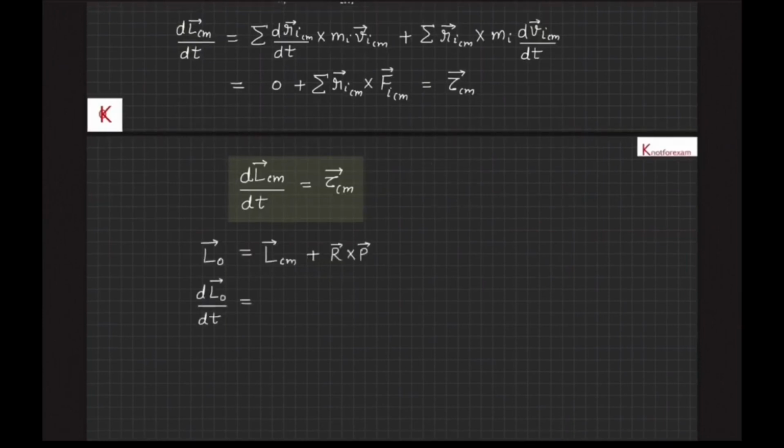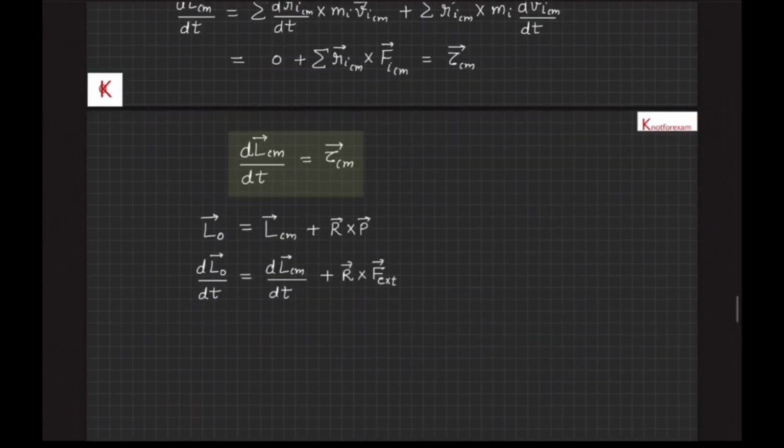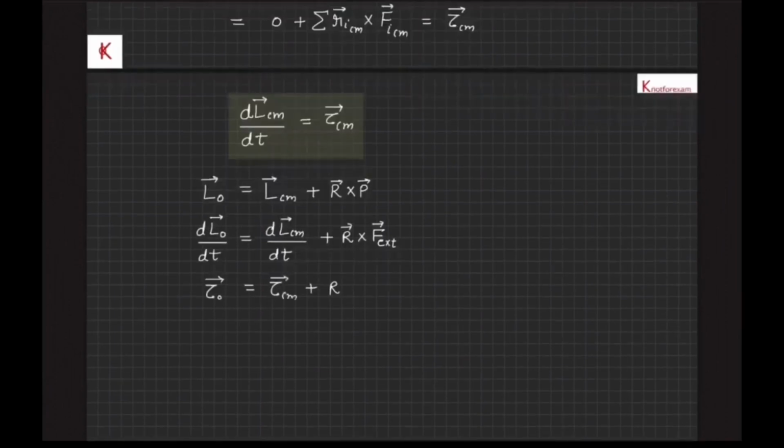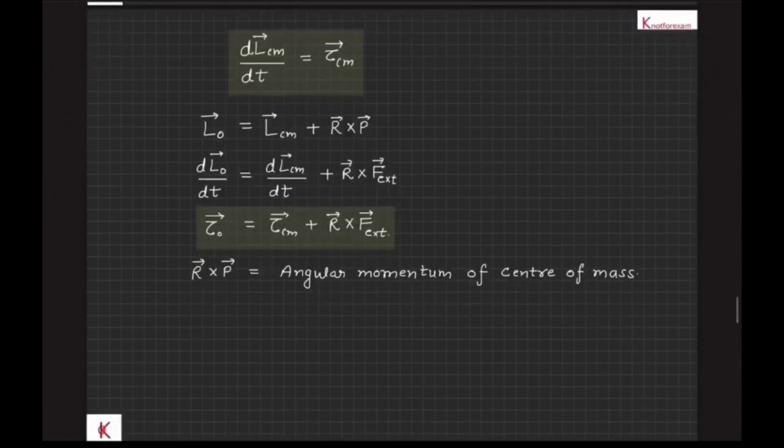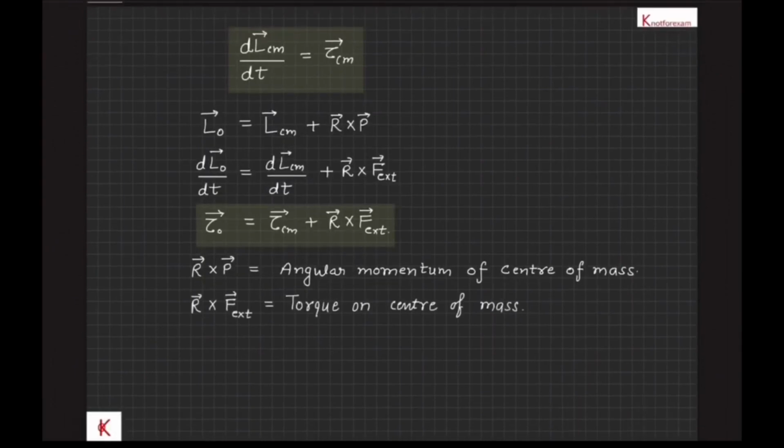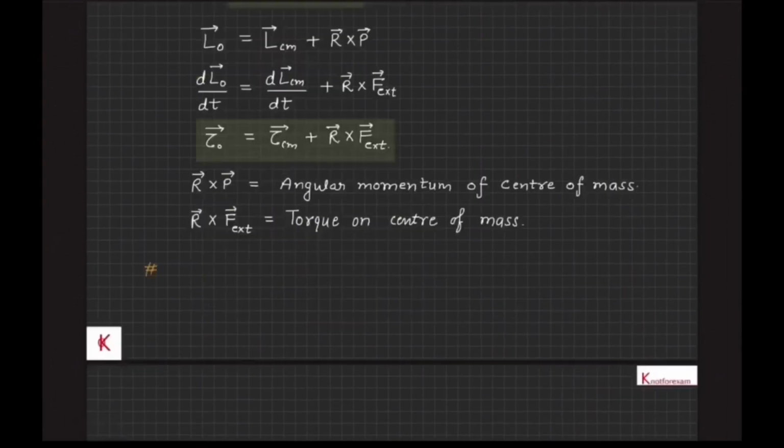Also if we differentiate the relation LO vector equals LCM vector plus R vector cross P vector, then we get dLO vector by dt is equal to dLCM vector by dt plus R vector cross dp vector by dt, and that will be tau vector is equal to tau cm vector plus R vector cross F external vector. Here R vector cross P vector is angular momentum of center of mass and R vector cross F external vector is the torque of net force on center of mass.